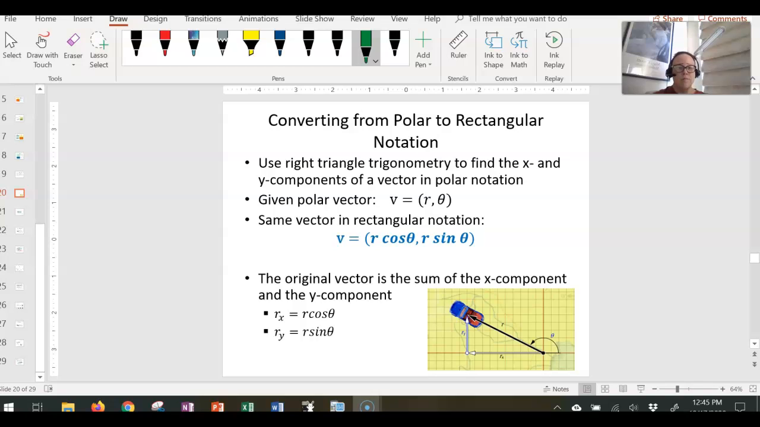So if we have a polar notation vector with a magnitude of r and an angle of theta, then in rectangular notation, the x component is r cosine theta and the y component is r sine theta. This will always be true as long as you are confident that the angle you're using is in standard position.